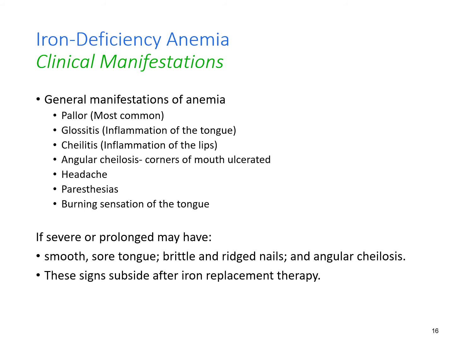So for iron deficiency anemia in particular, if it's really severe or prolonged, that's when the tongue is smooth and sore, keyword being sore there. They're getting brittle and ridged nails and things like angular cheilosis. And once the patient starts getting iron replacement therapy, some of these things start decreasing or subsiding. So depending on how advanced the iron deficiency is, that will drive what the clinical manifestations look like. Okay.